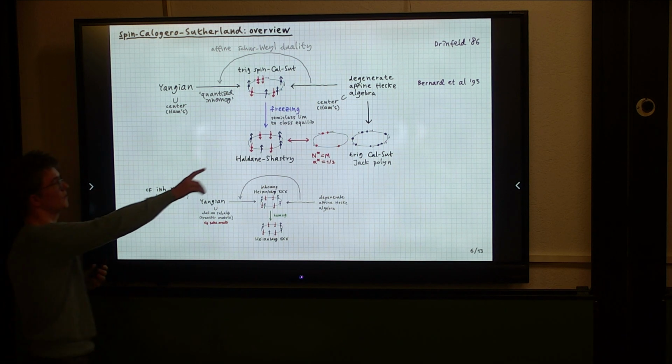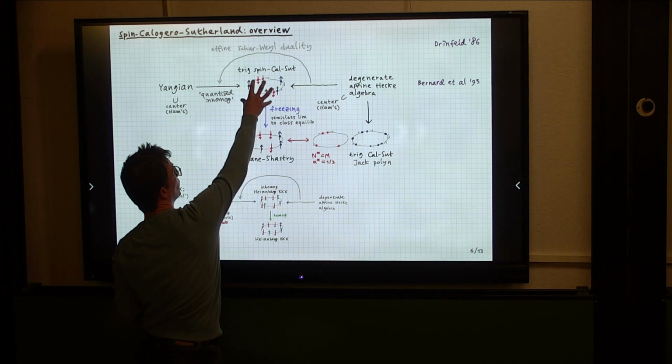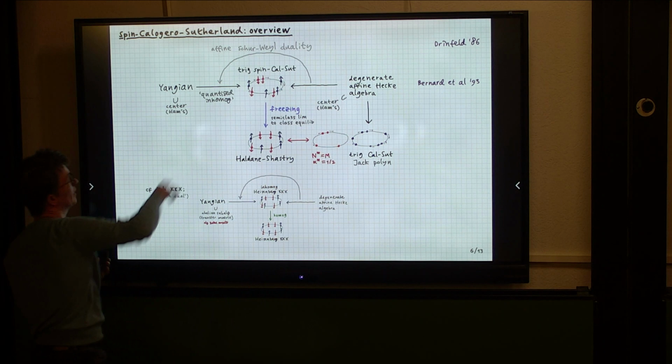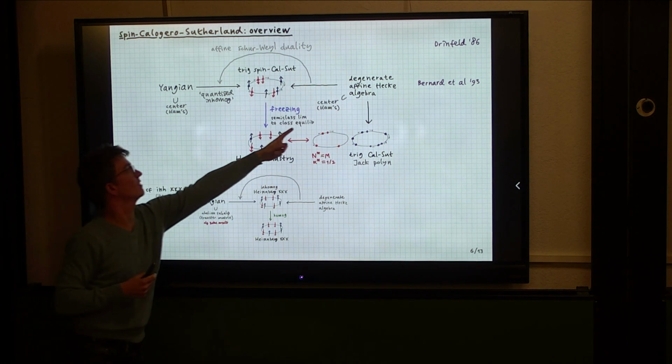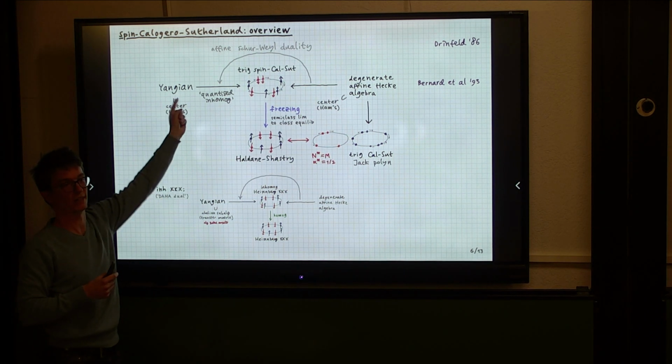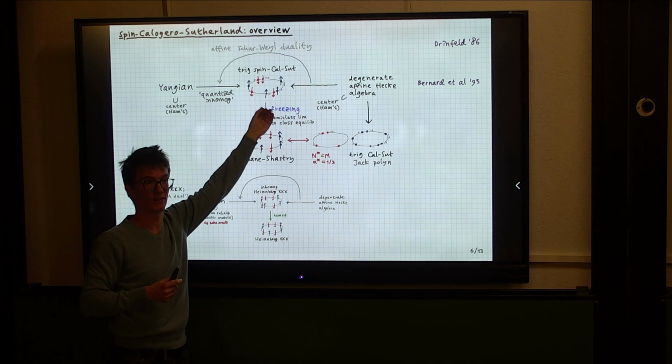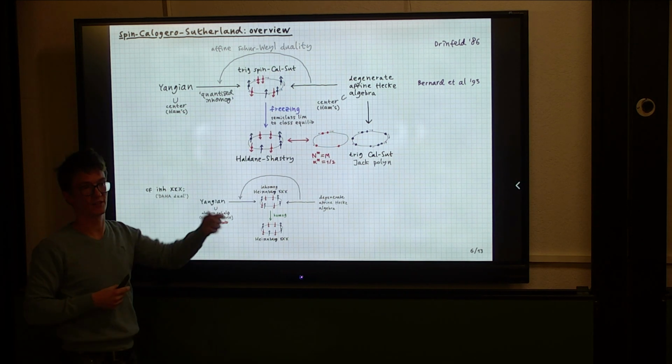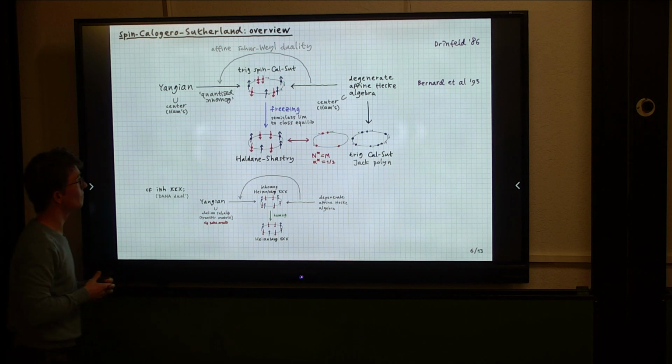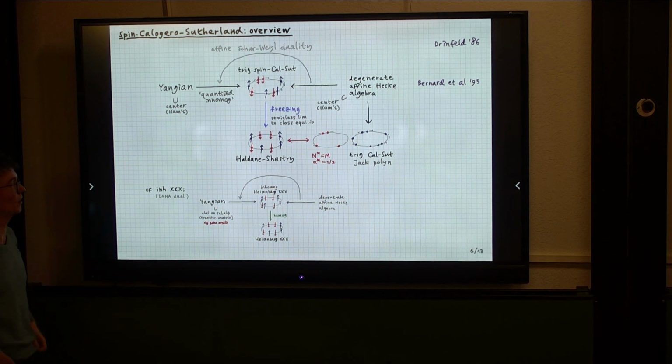Not all of the degenerate affine Hecke algebra acts on this model, but at least the center does, and also the Yangian acts, and it turns out that this center is in fact also the center of the Yangian, which is why this model is invariant under the Yangian, because the Hamiltonians are generated by the center of the Yangian. And now we want to go back to the Haldane-Shastry model.